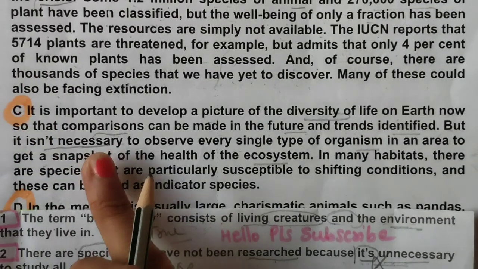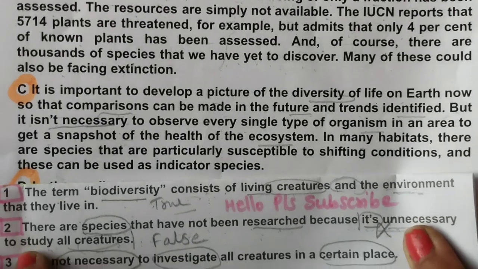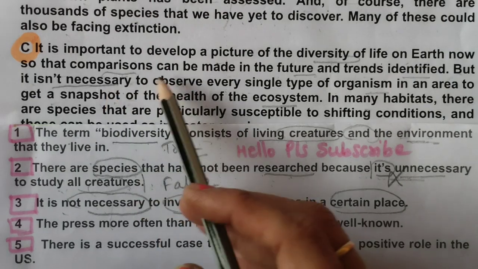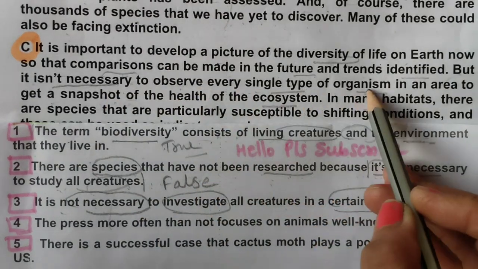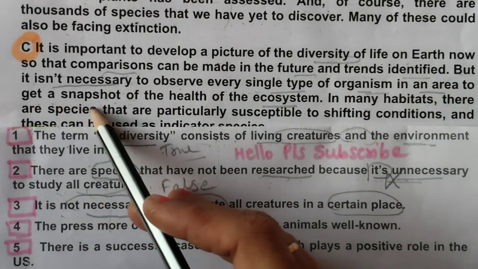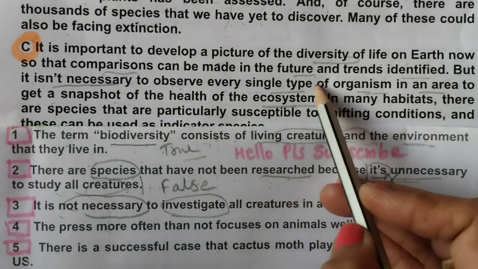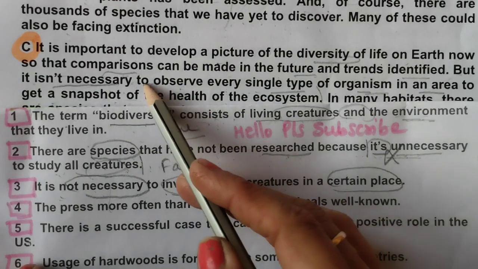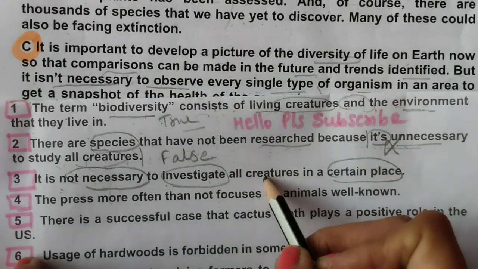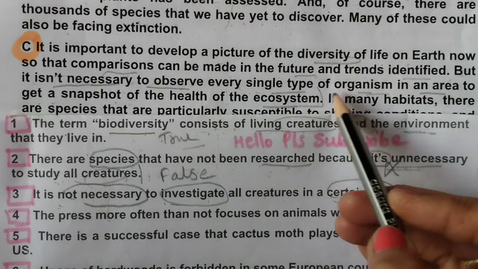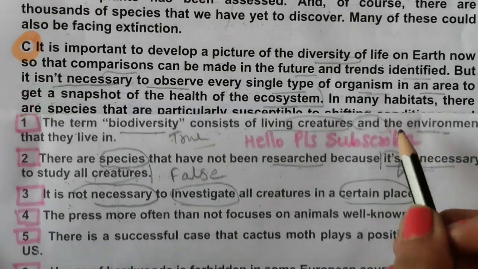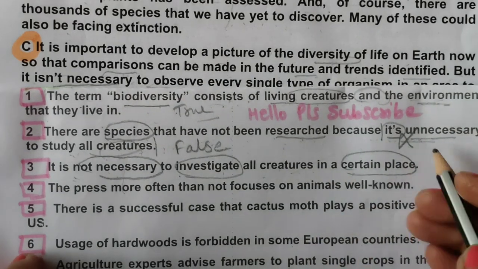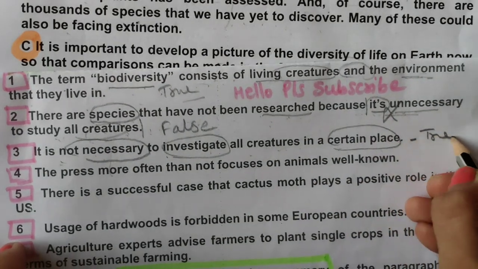Unnecessary here in this paragraph, I think this is matching with this third number question. But it isn't necessary to observe every single type of organism in an area to get a snapshot of the health of the ecosystem. I think this is perfectly matching. It is not necessary to investigate, to observe means investigate all creatures, every single type of organism means all creatures in an area to get a snapshot of the health. It means everything we have got. So this is true. You can match it again.